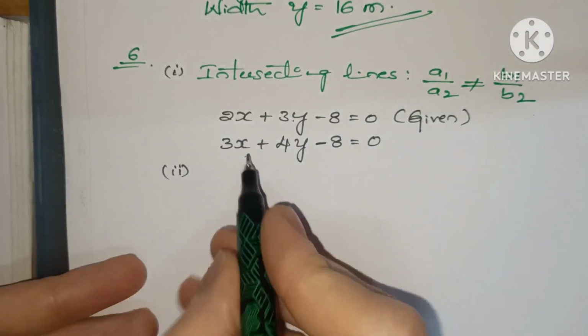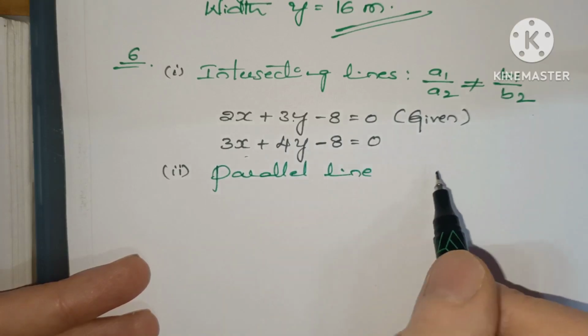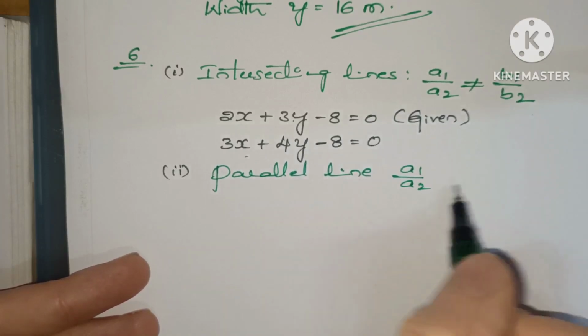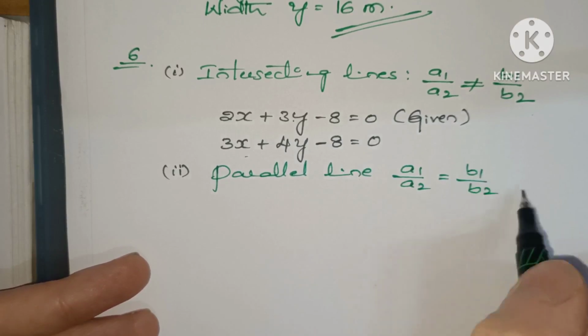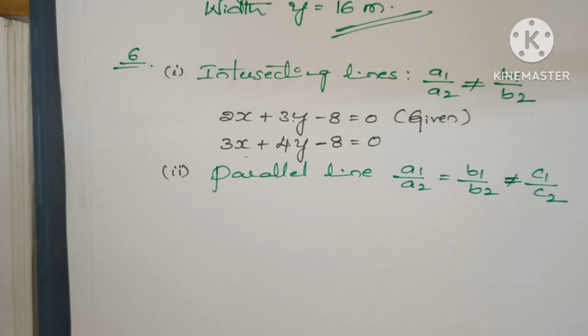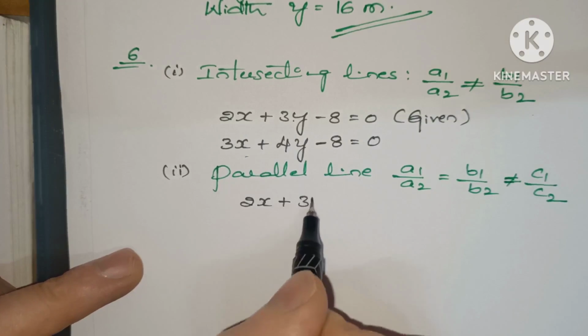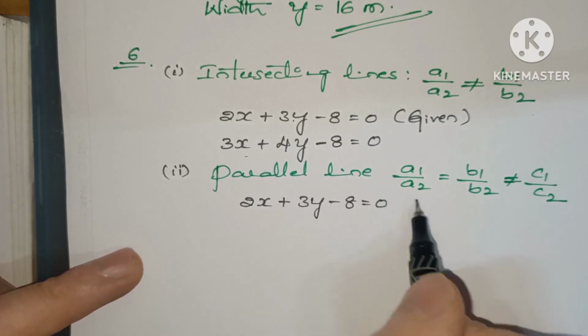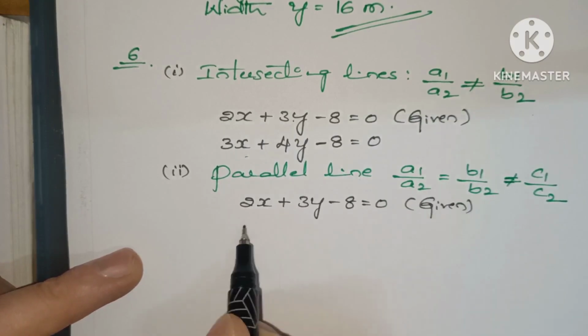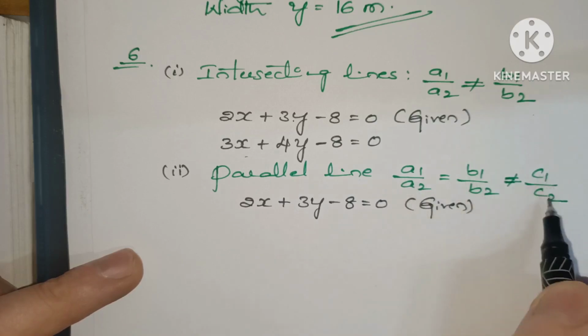Now in the same way we will move to the second one. Second one is parallel lines. What is the condition for parallel lines? We know very well: a1 by a2 is equal to b1 by b2, which is not equal to c1 by c2. These are the parallel lines. Now the first equation as it is you write, which is given in the problem, 2x plus 3y minus 8 is equal to 0. Now one more we have to choose, where a1 by a2 is equal to b1 by b2, and c1 by c2 should not be equal.